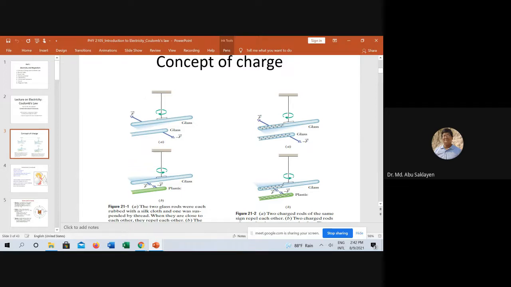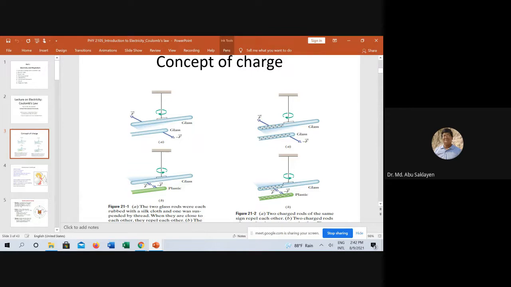But when both rods are rubbed with silk cloth and brought nearer, you will find both rods repel one another. That means the suspended rod moves away from the rod in your hand.